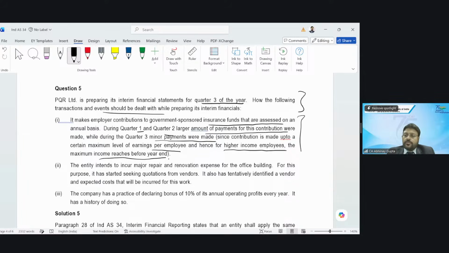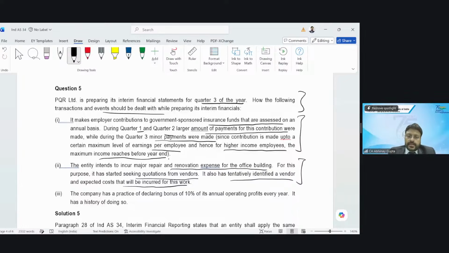So because of this, the contribution in quarter three is less as compared to what has been done in Q1 and Q2. The entity intends to incur a major repair and renovation expense for the office building. For this purpose, it has started seeking quotations from the vendors. It also has tentatively identified a vendor and the expected cost that will be incurred for this work, right? So some major repair work is expected to be done in the quarter.